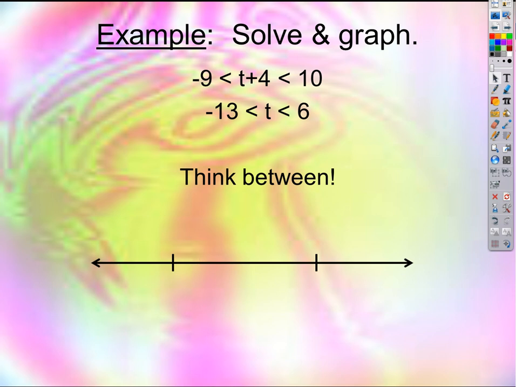Okay? So if I graph it, it just looks like the region in between negative 13 and positive 6, and I'm just putting open circles there, right?